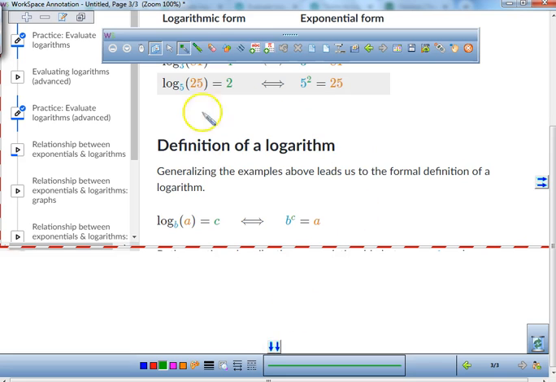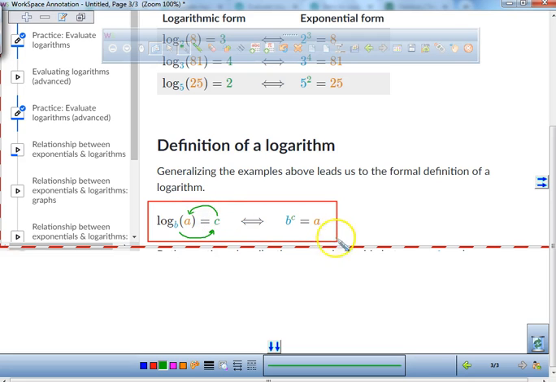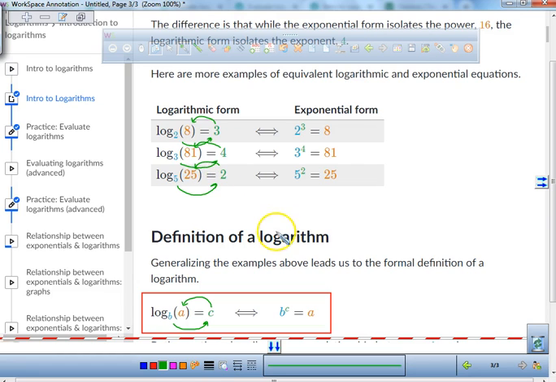If this makes more sense to you, you're more than welcome to write this down right here. All right, it's the same process. B to the power of C is equal to A. All right, so you could use that if you'd like. You can also see right here that same method: 2 to the power of 3 equals 8, 3 to the power of 4 equals 81, 5 to the power of 2 equals 25. So these are all in logarithmic form. These are all in exponential form.